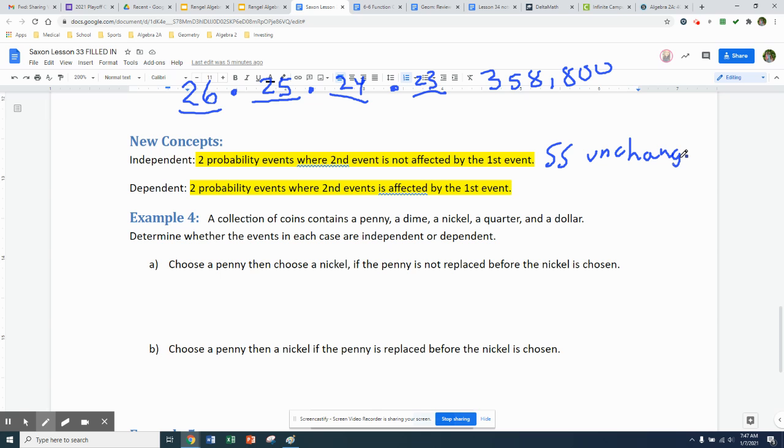So if you want to write that down. A dependent probability is where two probability events, where the second event is affected by the first event. That's where your sample space changes.